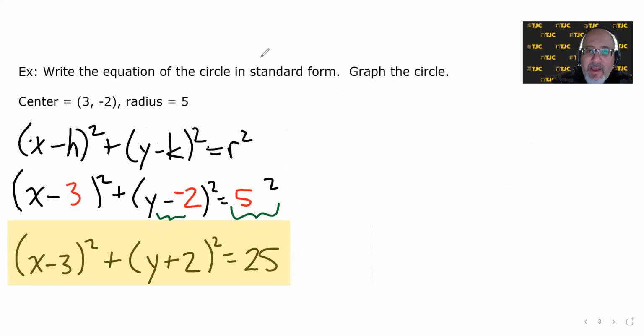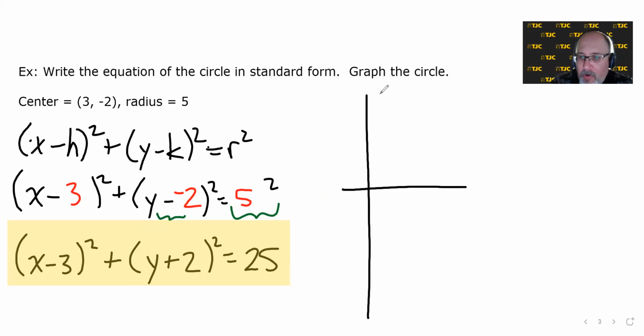We'll just freehand the axes. All right, so how would we draw this? Well, we could actually draw the equation of the circle by knowing just its center and its radius. We don't need to know the equation. I know the center is 3 comma negative 2. So I'm going to need some room to go over and down. 1, 2, 3, and then negative 2.